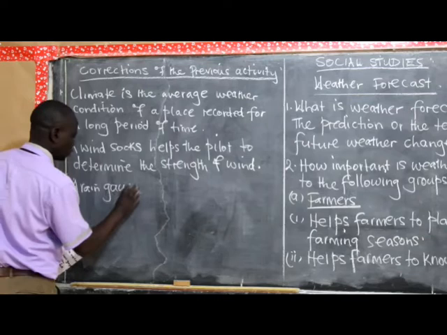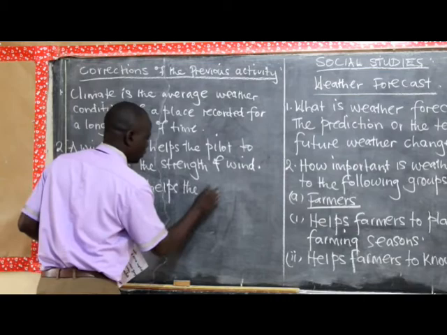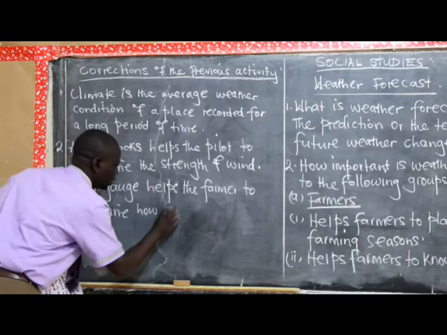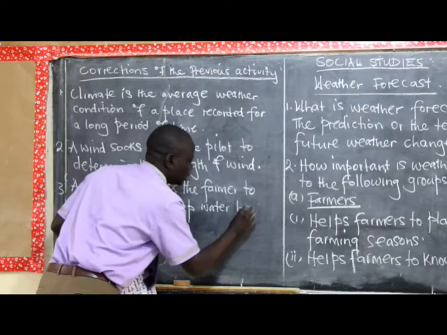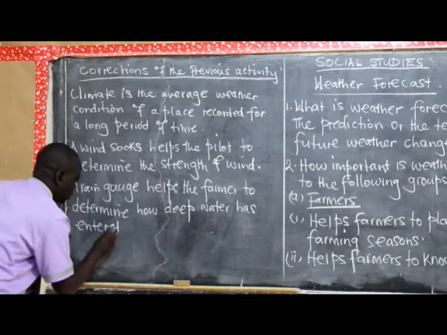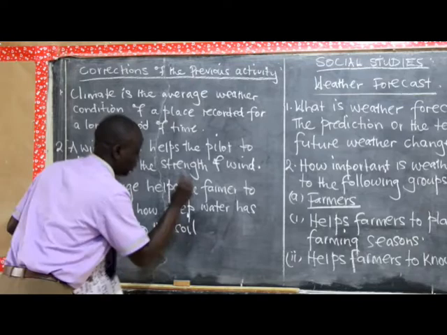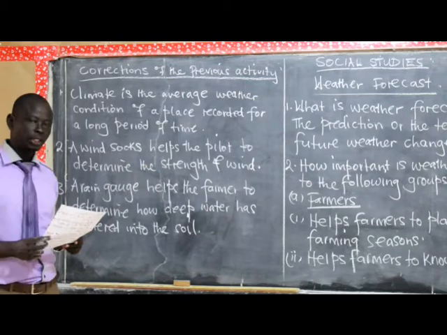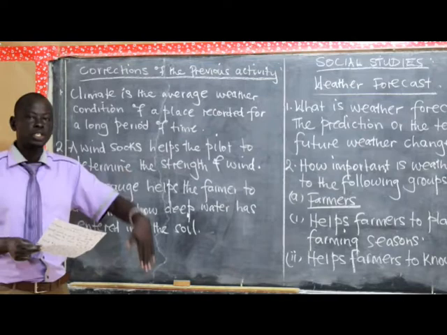helps the farmer to determine how deep water has entered into the soil. That's very important, because the farmer is now able to tell whether there is enough water in the soil to plant his crops, for the seeds to germinate or not. So it tells how deep. That's why the other time we say it is measured in millimeters, because this helps to determine how deep water has entered into the soil.